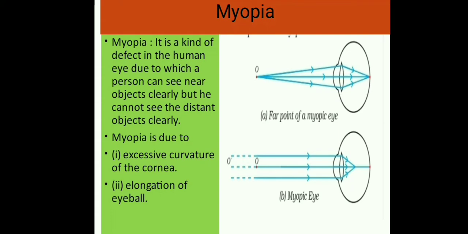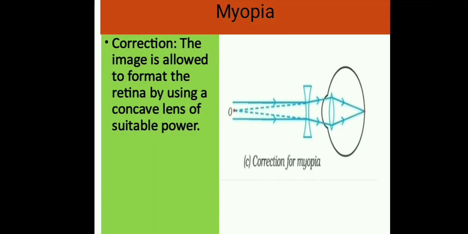Students, you can see in the diagram for the myopic person, if the object is placed at infinity, then its image is formed before the retina. This person has their own far point. It will not be infinity but other than infinity. And at this point, the image is formed on the retina.